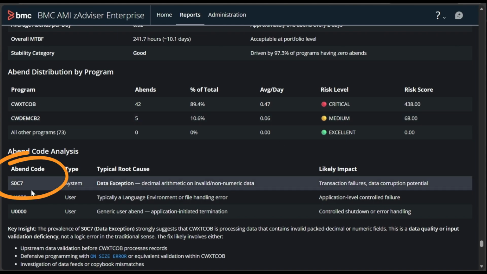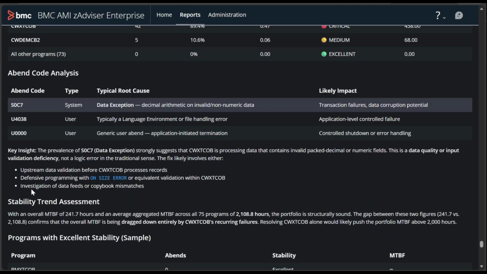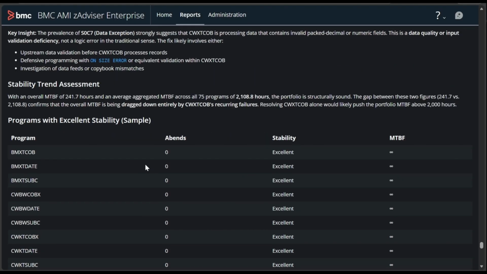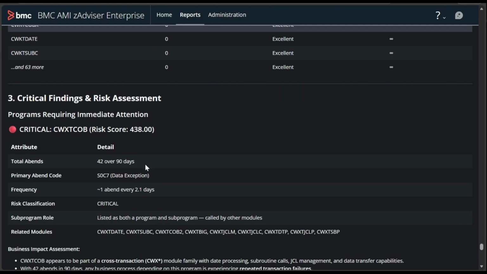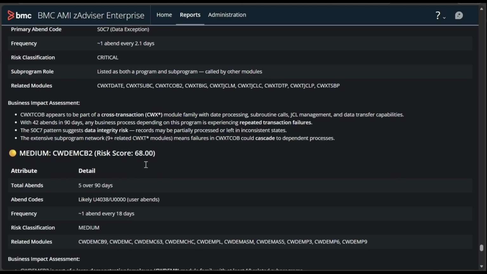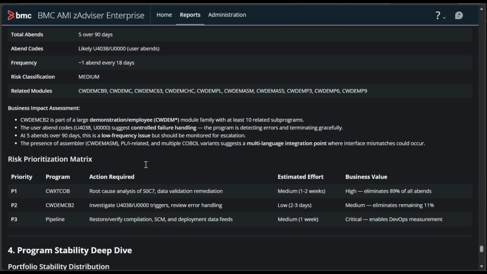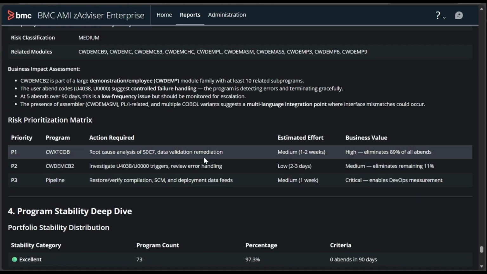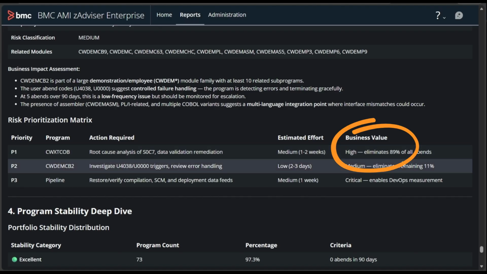The dominant code is S0C7, a data exception. CWXTCOB is processing invalid numeric data, likely a data quality issue coming from upstream feeds. zAdviser correlated abend telemetry and pointed the team directly at the root cause. Without this view, you might spend weeks chasing what seem like random production issues. With zAdviser, fix the data pipeline feeding CWXTCOB, and you eliminate nearly 90% of your production instability.